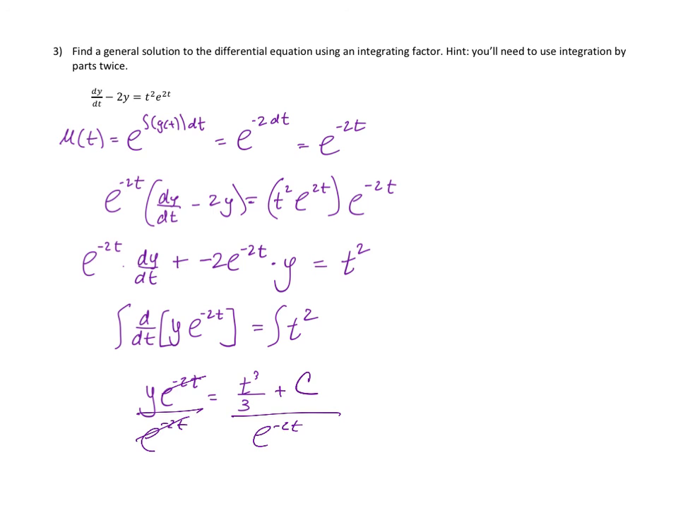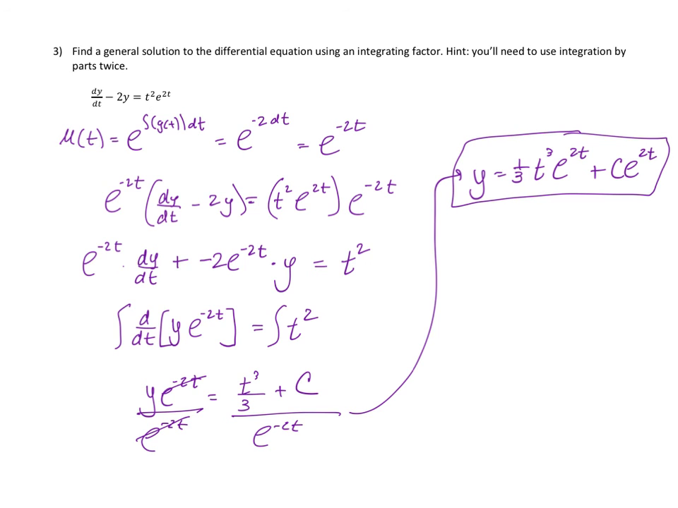So these cancel, and we get y equals 1/3 t cubed e to the 2t plus c e to the 2t. I just divided the e to the negative 2t into both terms, and then I moved it to the numerator with a positive exponent. So there is my solution, and it looks like I was completely wrong in giving you this hint. You do not need to do integration by parts twice.